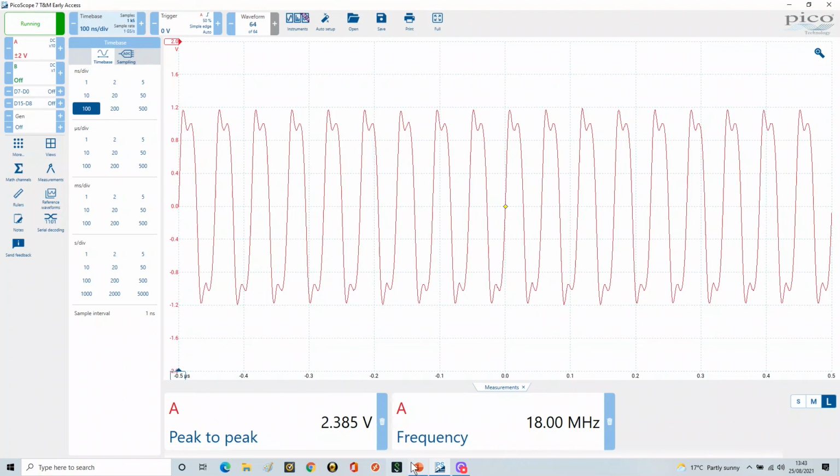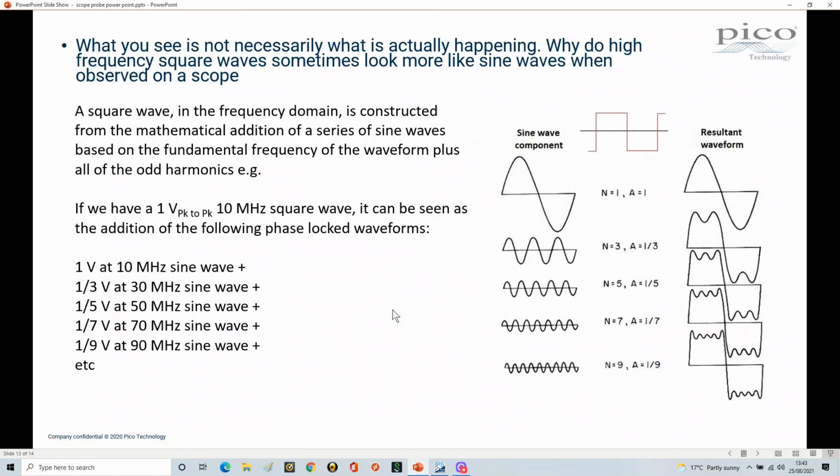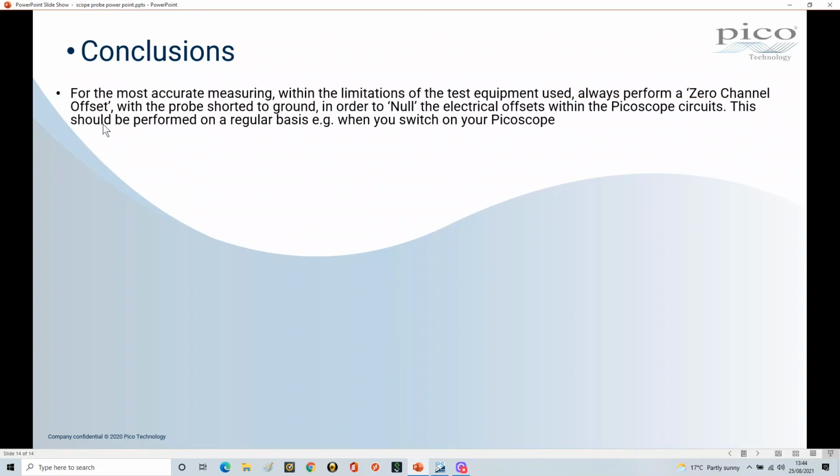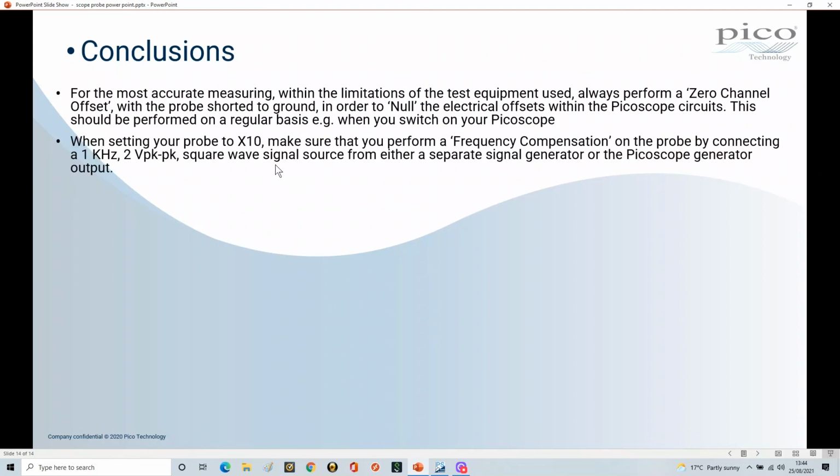So let's go back to the PowerPoint presentation. So in conclusion, what can we say about everything we've just learned? The first thing is, for the most accurate measuring within the limitations of the test equipment, make sure you zero your channel offsets on your picoscope, and also null the electronics, and try and perform this on a regular basis, okay? Also do make sure you do frequency compensation, which is also very important, of which, remember, you can use the signal generator in the picoscope to perform that task.